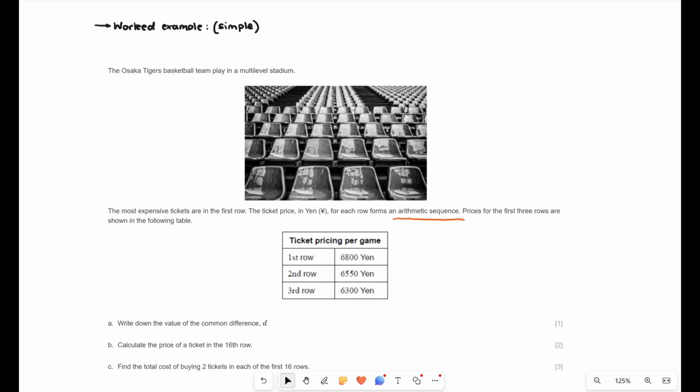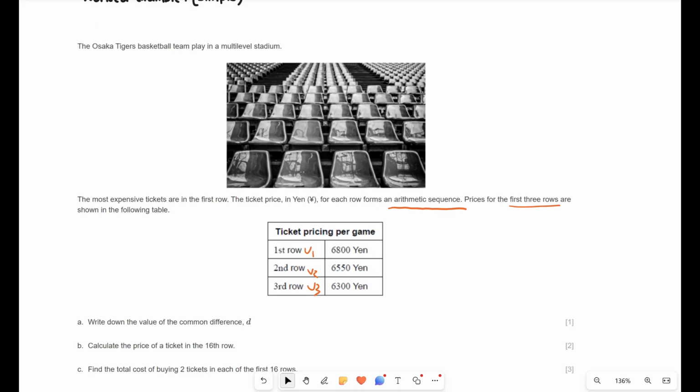I'm just going to underline that. Typically, it's good to underline stuff or highlight stuff within a question. Prices for the first 3 rows are shown in the following table. So basically what they're saying is this is U1, U2, and U3, and these are the 3 successive terms. So now that we've established that, let's look at part A. It wants us to write down the value of the common difference, d, of this arithmetic sequence.